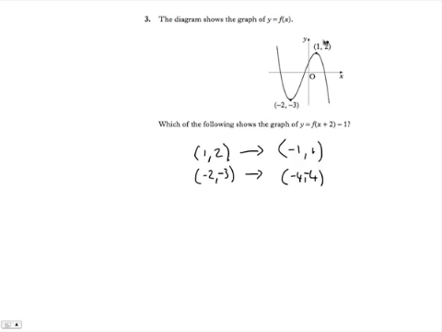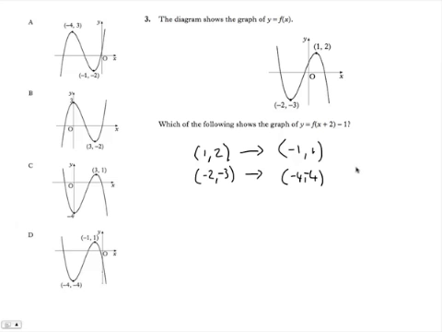So we're basically looking for a graph, same shape, but moved 2 units to the left and 1 unit down. So let's have a look at the choices we were given. There they are, and you can see that this choice, choice D, is the one that we're after. So, choice D.